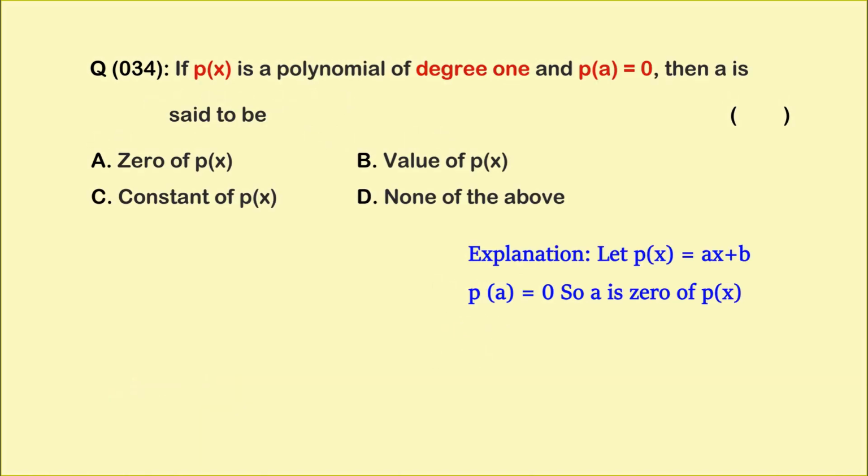Question number 34. If p of x is a polynomial of degree 1 and p of a is equal to 0, then a is said to be.